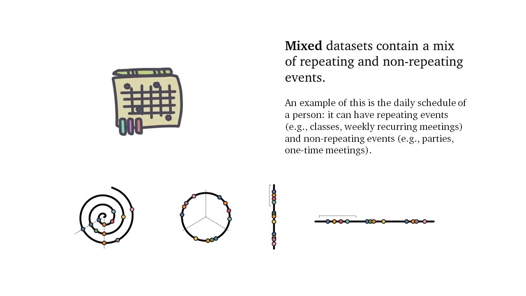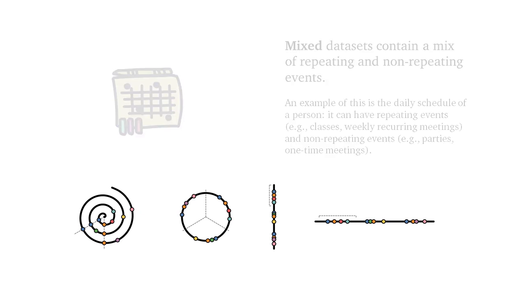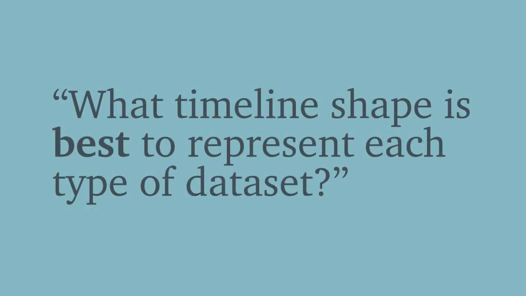Mixed datasets contain a mix of repeating and non-repeating events. An example of this is the daily schedule of a person. It can have repeating events, like classes or weekly recurring meetings, and non-repeating events, such as parties or one-time meetings. In the representation, repetition is still highlighted with a dashed line, but there are additional events that do not repeat throughout the dataset.